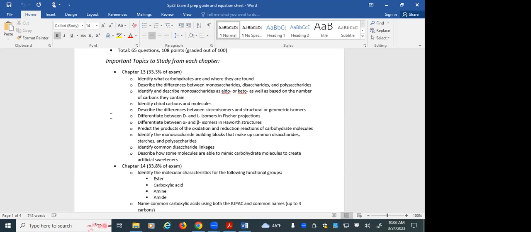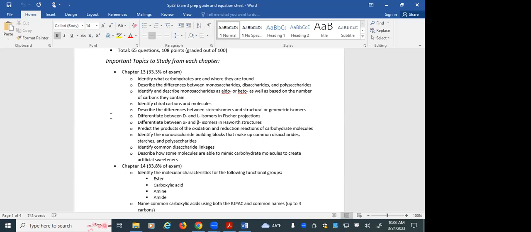Same thing with the Fischer projections. I'm not requiring you to know what galactose looks like versus glucose. That's not what we're about. Now, at the same time, you do need to know what the pairings are for some of the disaccharides. You need to know that sucrose is glucose and fructose, that those two together make sucrose. You need to know that maltose is two glucose molecules together. So those are the things that you need to know.